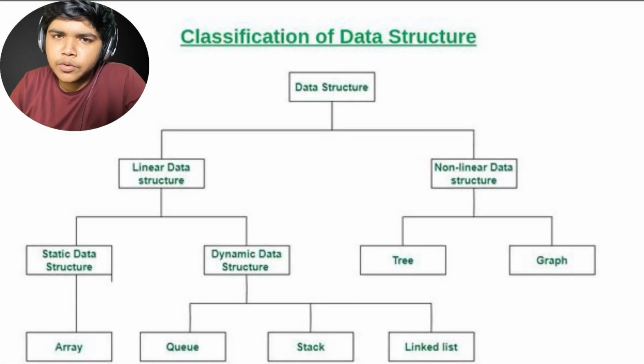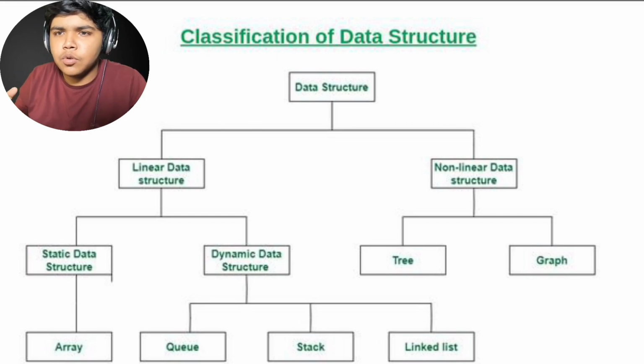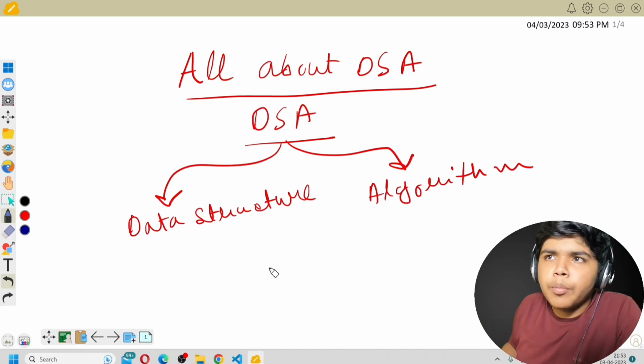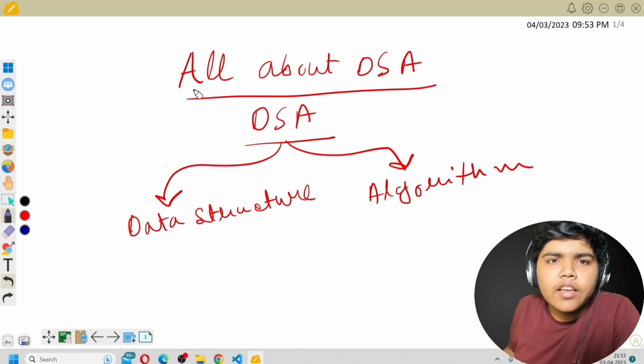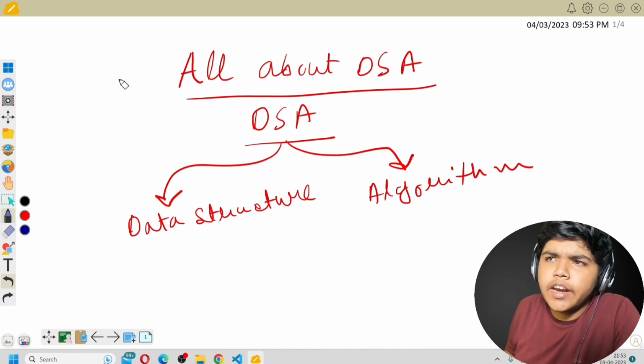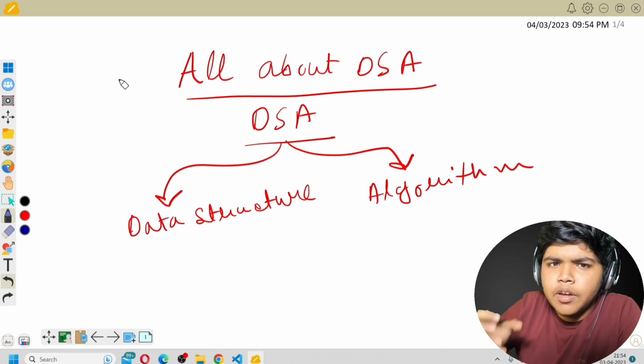So the topic of today's video is all about data structure and algorithm. Without any further delay, let's get started. All about DSA, all about data structure and algorithm. Okay, so what is data structure and algorithm?